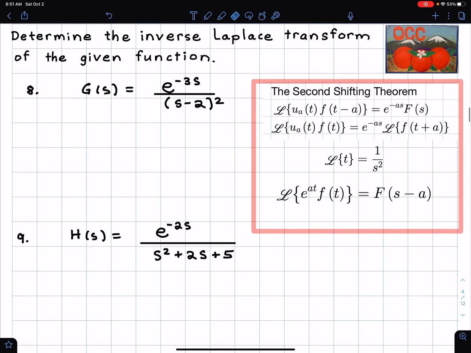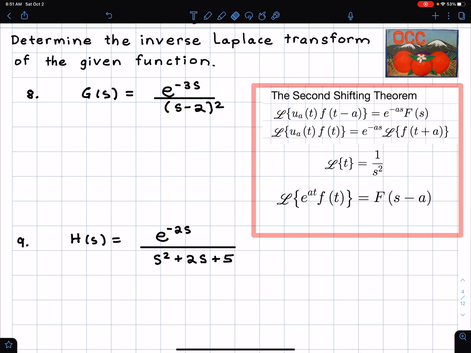Okay, on these problems, we're going to determine the inverse Laplace transform of the given function. So our first function has G of s equals e to the negative 3s divided by (s minus 2) squared. Now, the formula that I'm going to focus on is if the right-hand side says e to the negative as F of s. So let me rewrite this. G of s equals e to the negative 3s F of s. All right. So in this case, e to the negative 3s will take the place of e to the negative as. So a is 3.